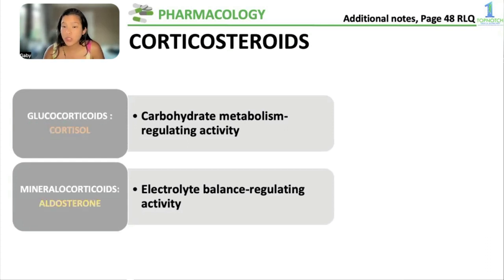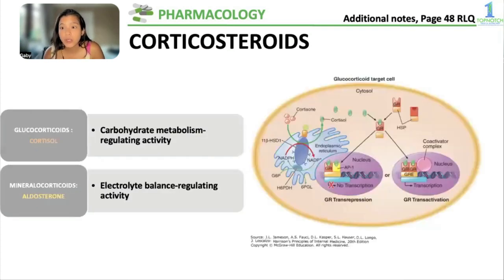In humans, cortisol is the main glucocorticoid and aldosterone is the main mineralocorticoid. Mineralocorticoids have electrolyte balance regulating activity. So how do your glucocorticoids work, or how do they attach to the target receptors? Your glucocorticoid receptors are members of the nuclear receptors. We find the glucocorticoid receptors, exhibited by GR, in your cytoplasm. When they are complexed with cortisol, they enter the nucleus, and they can either promote or inactivate gene transcription. So they can either cause transrepression or transactivation.